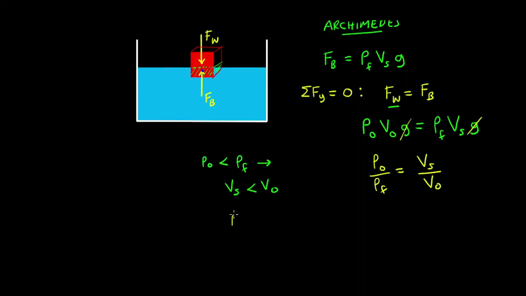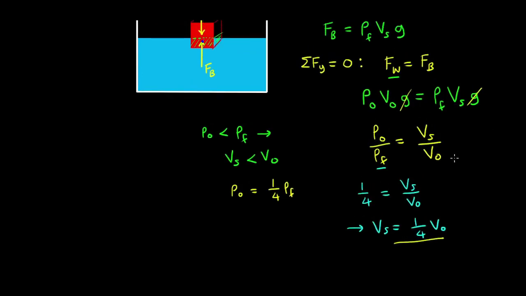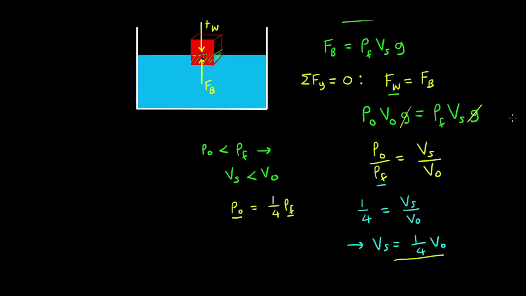For example, if the density of the object is equal to 1/4 of the density of the fluid, that gives us on the left hand side 1/4 is equal to the submerged volume over the volume of the object, and therefore the submerged volume is equal to 1/4 of the volume of the object. So this tells us that 1/4 of the object is submerged. If the ratio of the density of the object to the fluid is equal to 1/4, then 1/4 of the volume is underwater. And I'll see you in the next video.